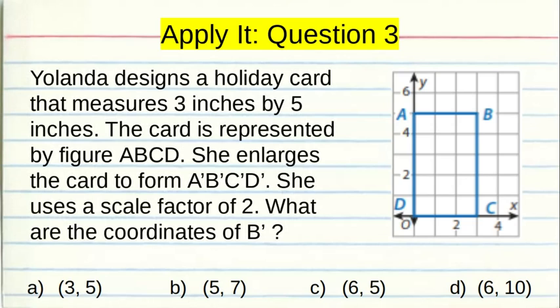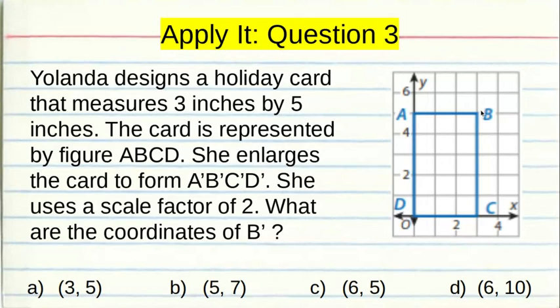Here we see that Yolanda designs a holiday card that measures 3 inches for our base by 5 inches for our height, and the card is represented by figure ABCD here. She enlarges it to form a new figure called A prime, B prime, C prime, D prime, and she uses a scale factor of 2 and asks what are the coordinates of B prime.